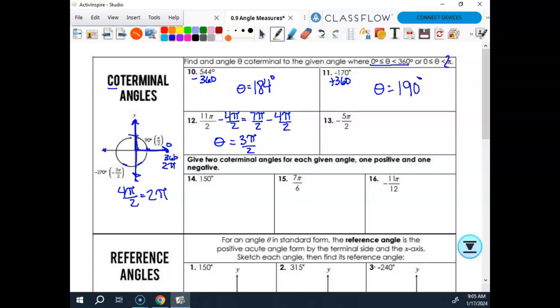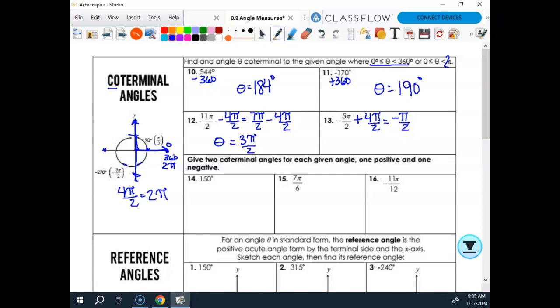Now let's look at negative 5 pi halves. Clearly, not between 0 and 2 pi, because it's negative, right? That one's a whole lot easier. So what would I do here? Add. I'm going to add 4 pi halves. So I'm going to add 4 pi halves. That's going to give me negative pi halves.